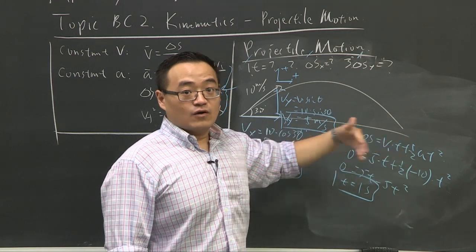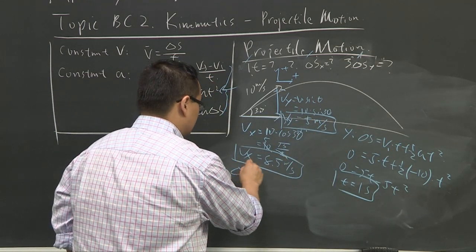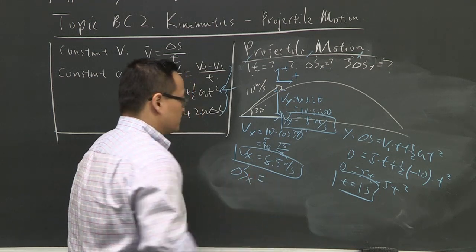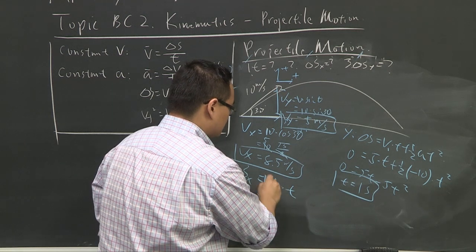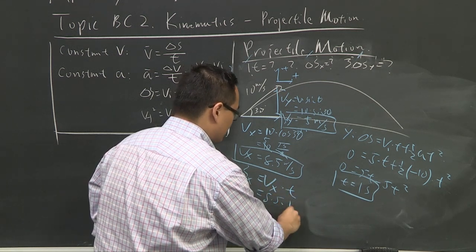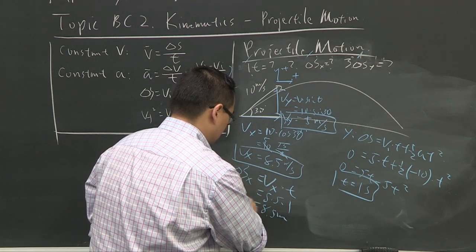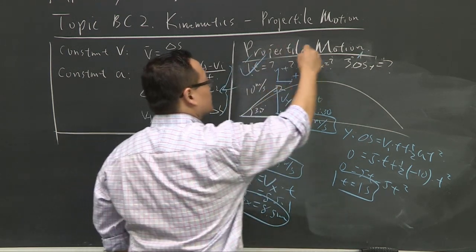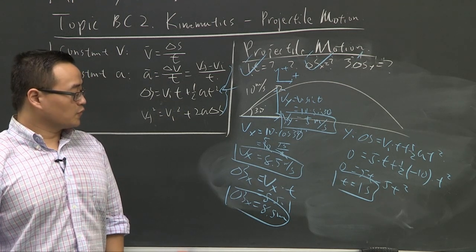What's next? Well, what's next is how far it went. Delta x, delta s in the x, right? I know just Vx times t, which will be 8.5 times 1, which will be 8.5 meters. Done and done, right? Both of them done.